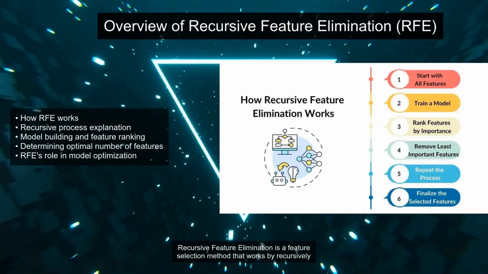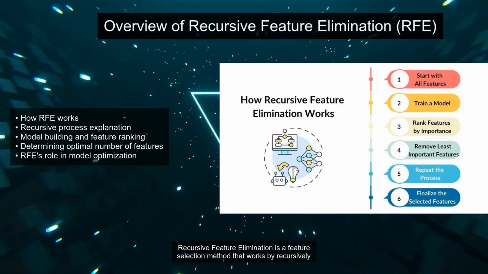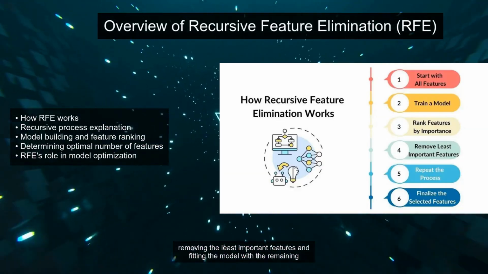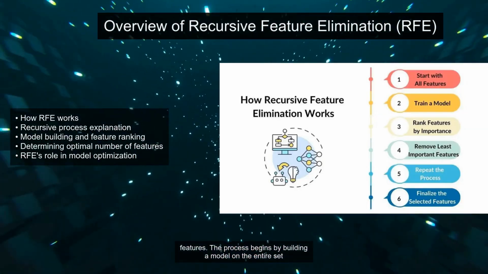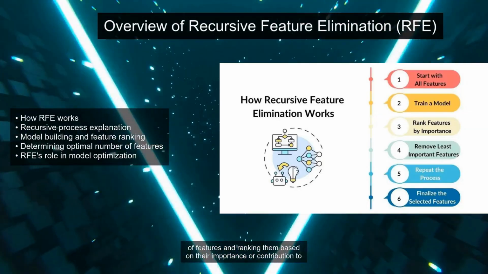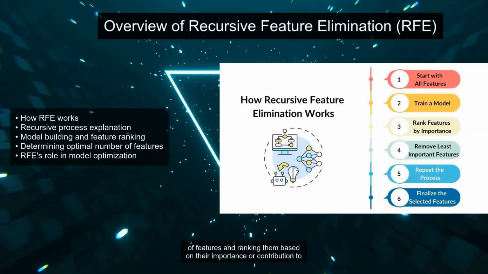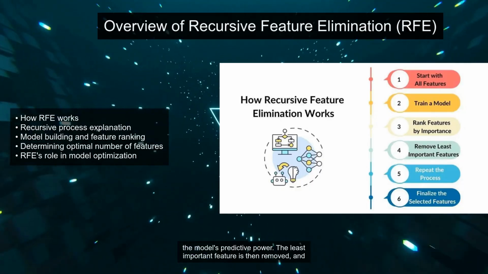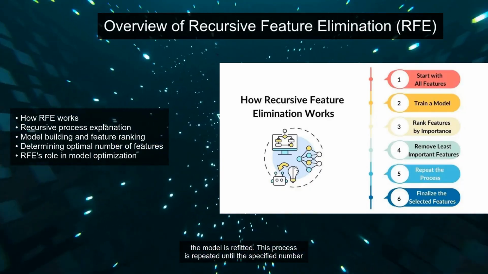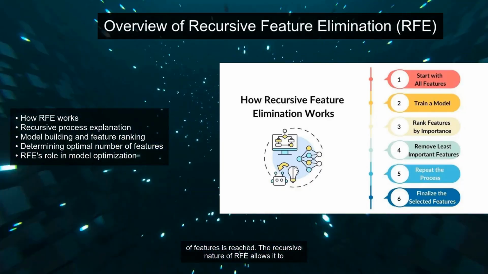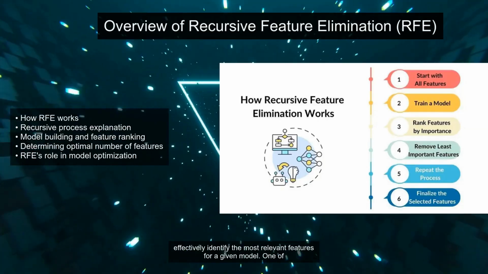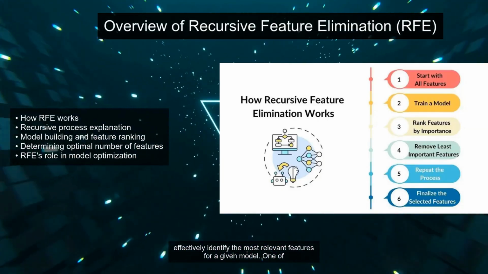Recursive feature elimination is a feature selection method that works by recursively removing the least important features and fitting the model with the remaining features. The process begins by building a model on the entire set of features and ranking them based on their importance or contribution to the model's predictive power. The least important feature is then removed, and the model is refitted. This process is repeated until the specified number of features is reached. The recursive nature of RFE allows it to effectively identify the most relevant features for a given model.